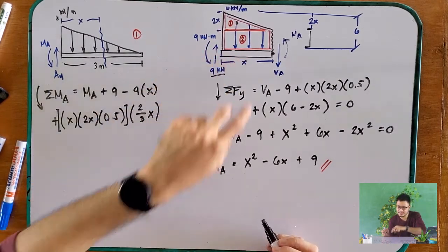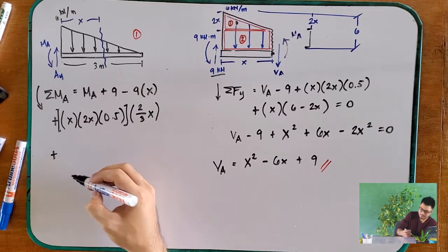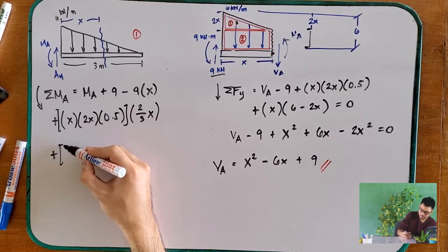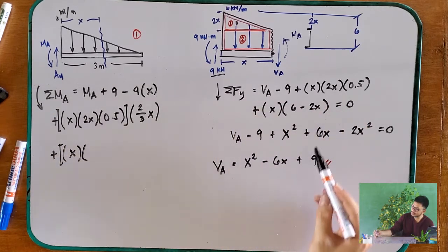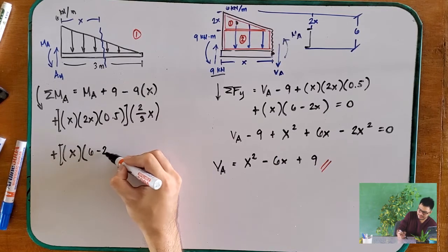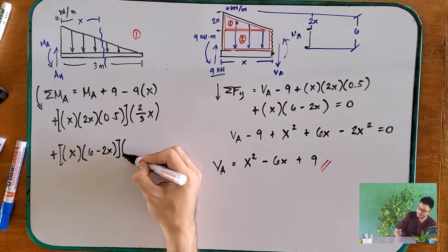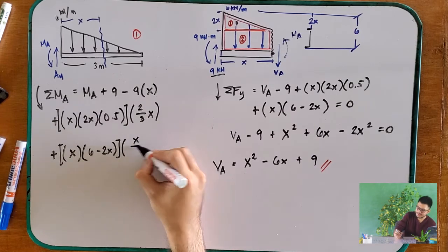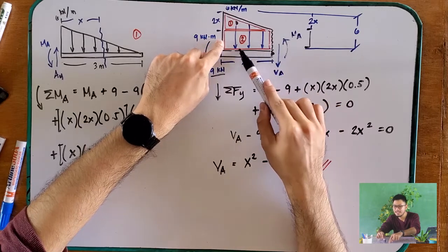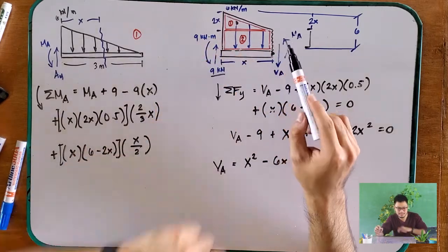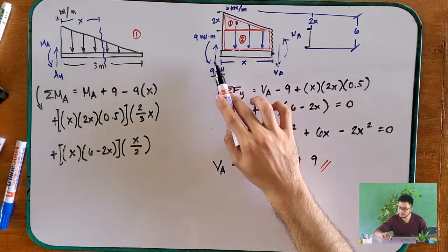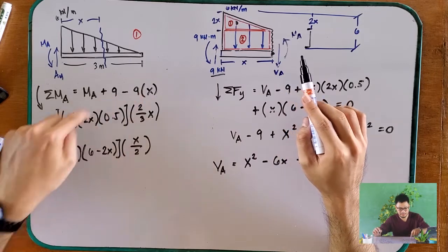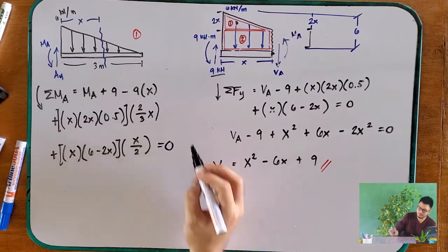And how about the moment of the rectangle? Plus length of x times height, this height, 6 minus 2x, multiplied by the moment arm of x divided by 2. Why x divided by 2? Because this is a rectangle, so the centroid of the rectangle is divided by 2. Okay, so equals to 0.